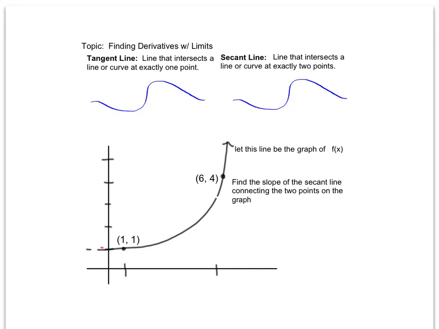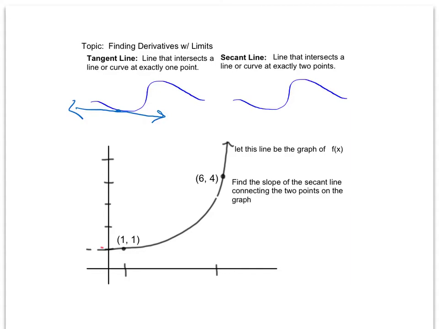Now that we understand what limits are, we're going to use limits to come up with the definition for a derivative. So we have two different types of lines. We have a tangent line, which is going to intersect the line or curve or graph at exactly one spot. So I could draw in a tangent line right here. That would be a tangent line to my curve.